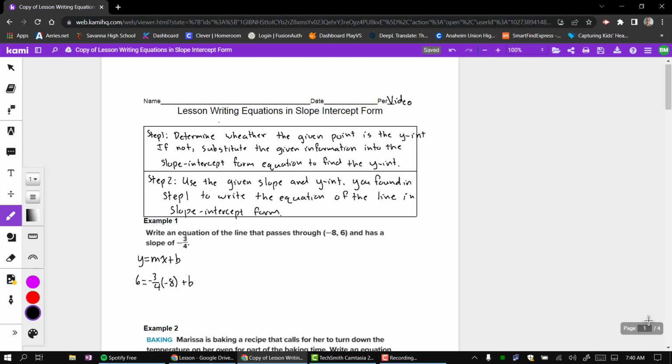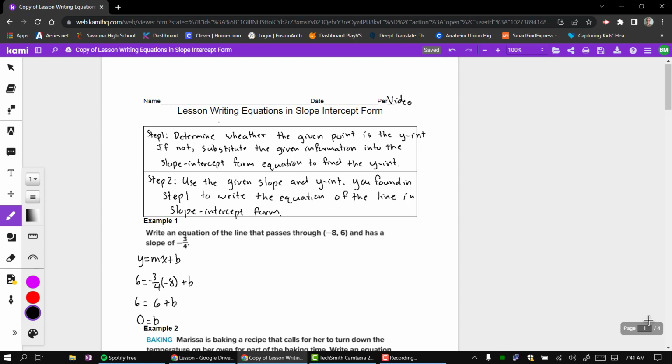So negative 3 times negative 8 is 24. 24 divided by 4 is 6. This gives me 6 equals 6 plus b. I'm going to subtract 6 from both sides. I'm going to get b equals 0. So my y-intercept for this problem is at 0, 0.